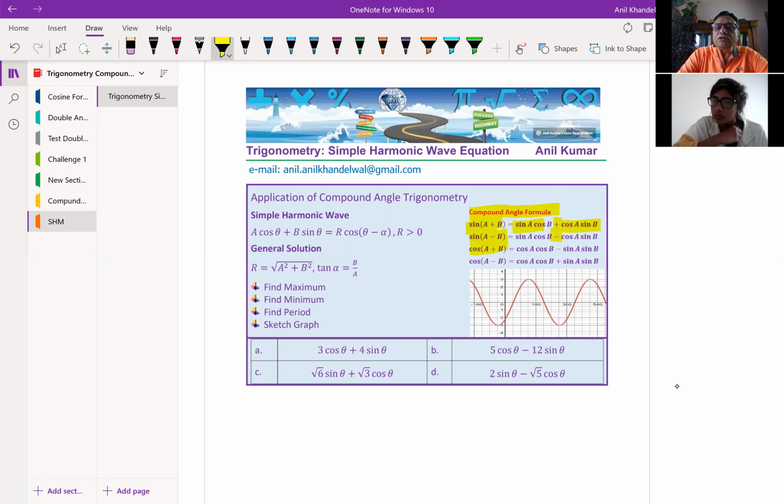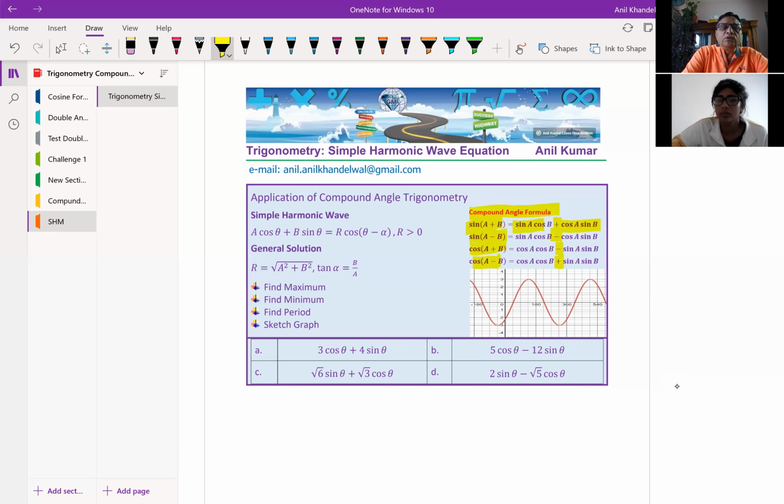In case of cos A plus B and cos A minus B, we have the two cosines together and the two sines together, right? Cos comes first. So cos A cos B minus sine A sine B. And when it is cos A minus B, then you have plus in between. So these are the four basic compound angle formulae which you should remember. From them, you can actually derive the rest.